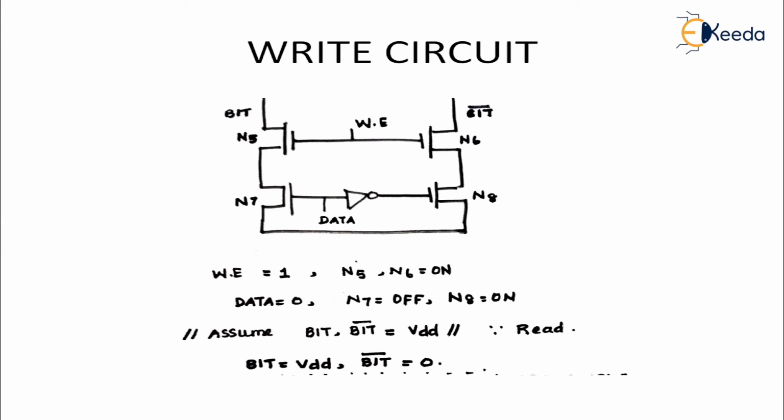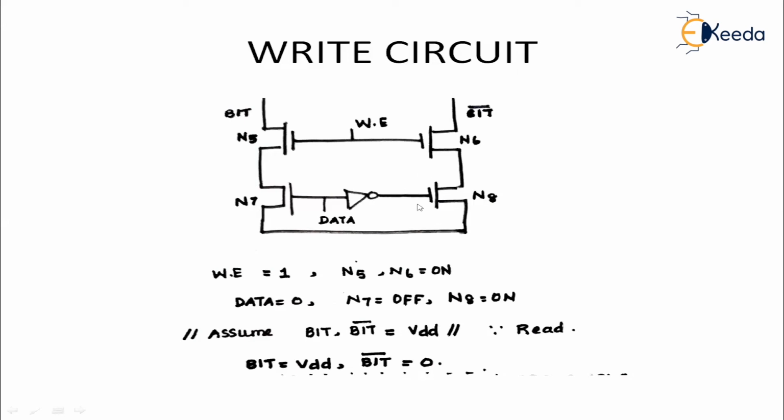Now N5 and N6 are already on, right? Because my write enable is there. So N5 and N6 are on. So bit value will be passed over here, and in this node bit bar will be there. Now my N7 is off. So my bit voltage will still remain the same, whereas your N8 is on. So what is happening?